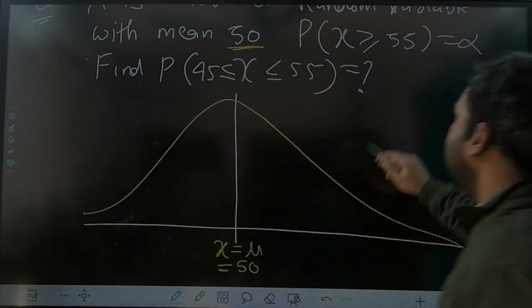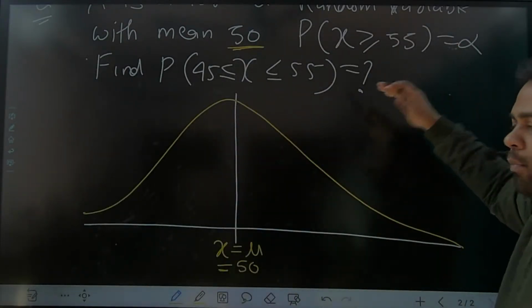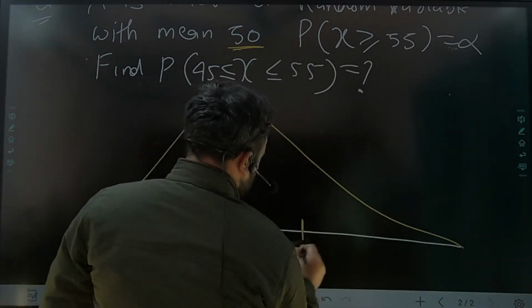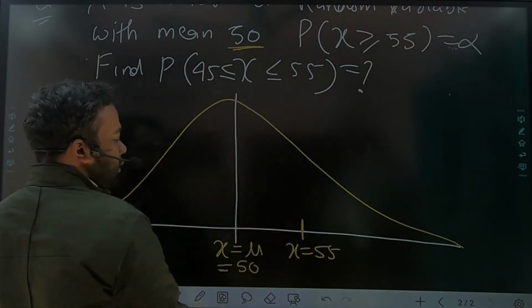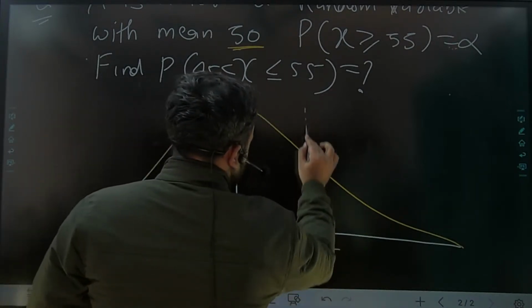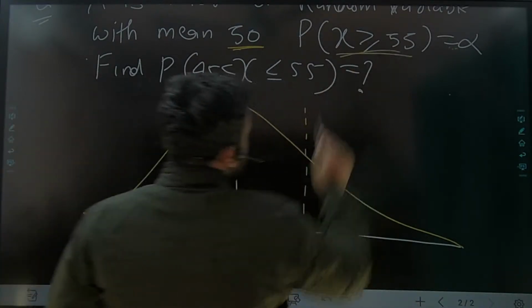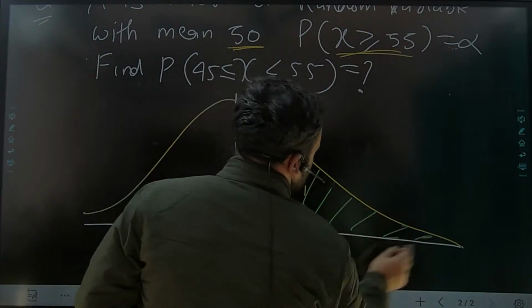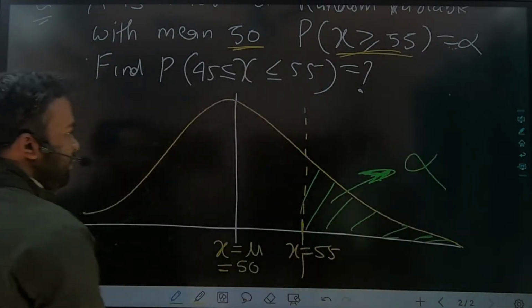What is given to me is that x greater than or equal to 55 has probability alpha, and probability is nothing but the area under this curve. Where is x equal to 55? Over here. If you go plus 5 ahead, you get 55. The probability greater than this means they are giving you this area. This area has been given to you as alpha.